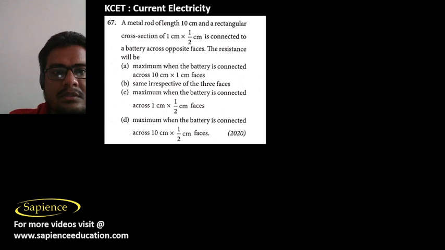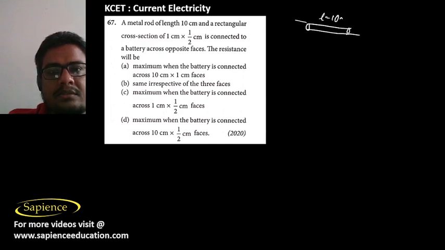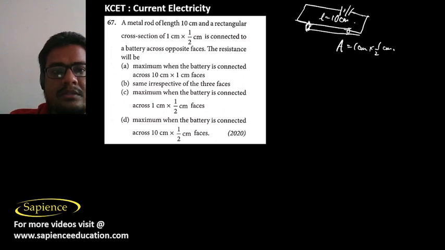Question number 67: there is a metal rod which has length 10 centimeter and a rectangular cross section of 1 centimeter by 1/2 centimeter, connected to a battery across opposite faces. The resistance will be how much? The resistance will be maximum when the battery is connected across the 10 centimeter length.